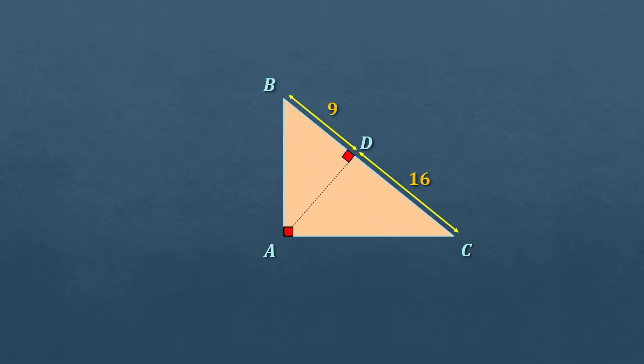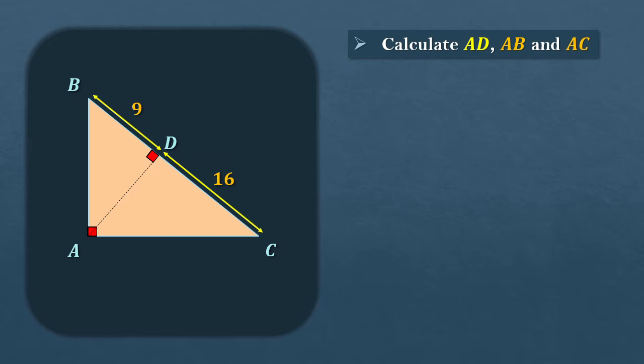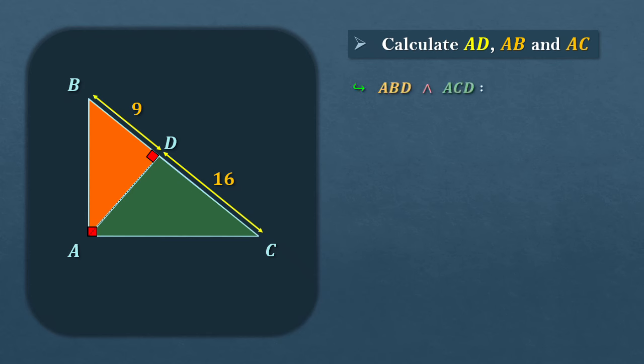As shown in the figure, point D is the perpendicular projection of A onto side BC. Our goal is to determine the length AD, the length AB, and the length AC. We first look at triangles ABD and ACD. Since point D is the perpendicular projection of A onto BC, we have the measure of angle ADB is equal to the measure of angle ADC, which is equal to 90 degrees. We note this as equality number 1.